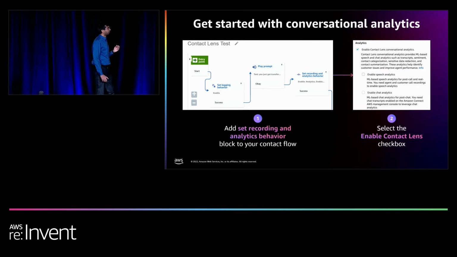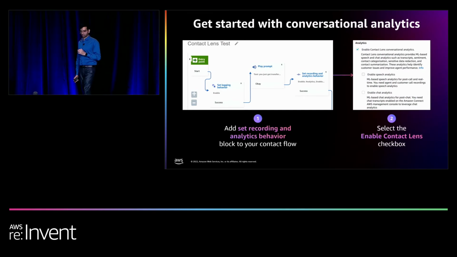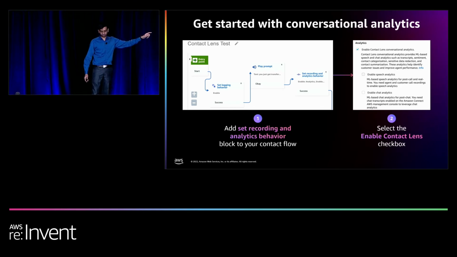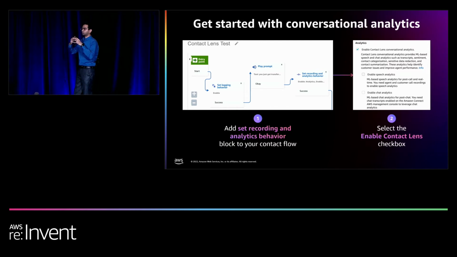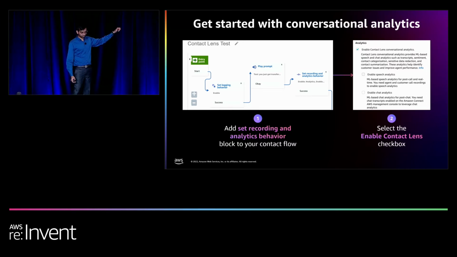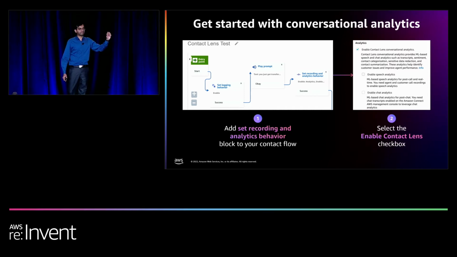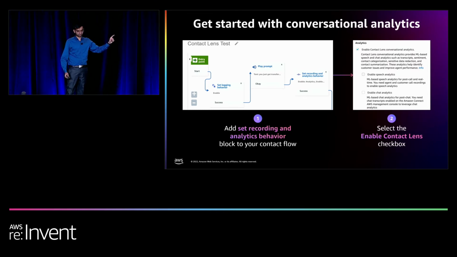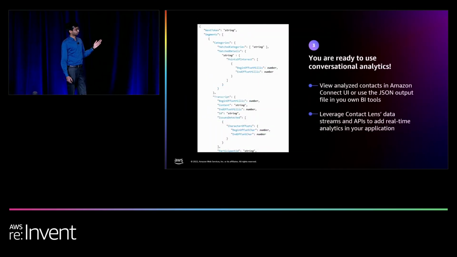Now, I want to talk a little bit about how easy it is to set up Contact Lens, right? To start using Contact Lens, you have to use the drag and drop editor within Amazon Connect, which is contact flows. As you're probably aware, contact flows enables you to shape your customer journey end to end. Within this contact flow, you need to add a set recording and analytics behavior block. And then within that block, as long as you have turned on recording for both the agent as well as the customer, you can then select a checkbox that says enable Contact Lens, and that's it. You're pretty much good to go.